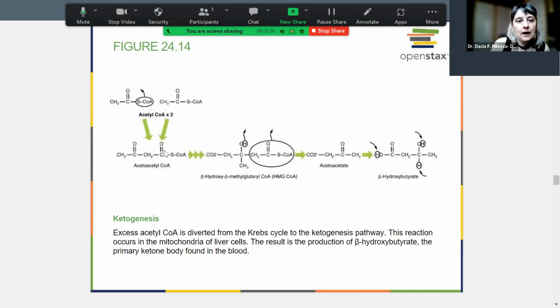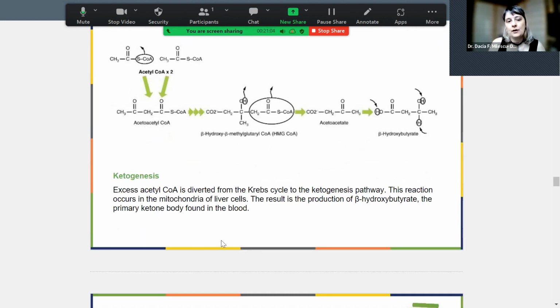So here you have acetyl-CoA and you have HMG-CoA, and the reactions are going to result in beta-hydroxybutyrate. So you have the transfer of these hydrogens. It's just a change in the hydrogen structure. That's all it is that makes the difference between this reaction going to this chemical and this chemical going to beta-hydroxybutyrate. So excess acetyl-CoA is diverted into the Krebs cycle for ketogenesis, and the result is the production of beta-hydroxybutyrate, which is a ketone body that's found in your blood.